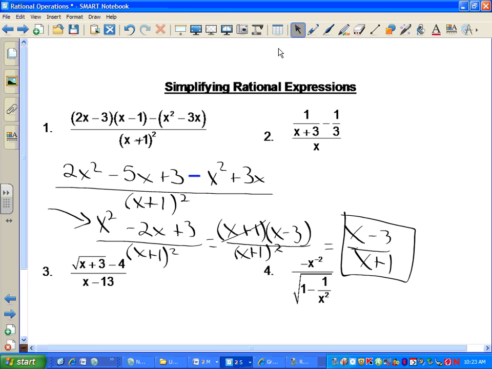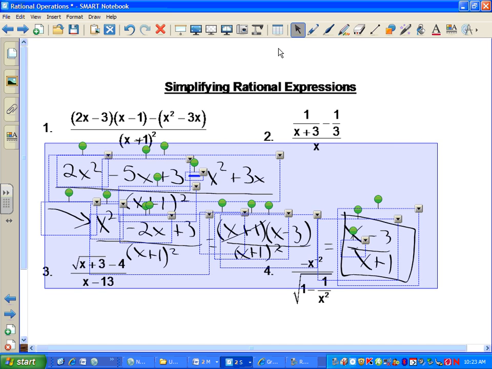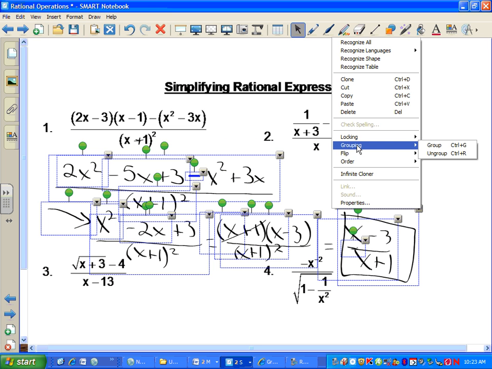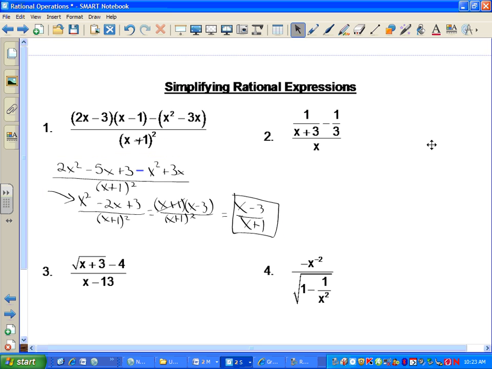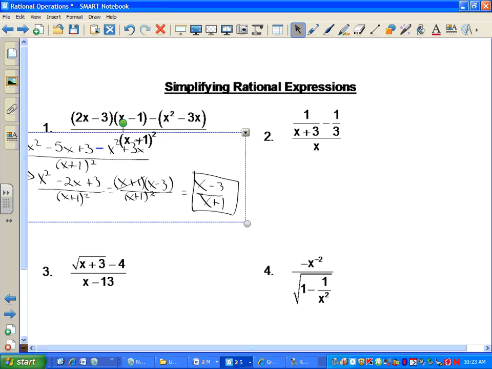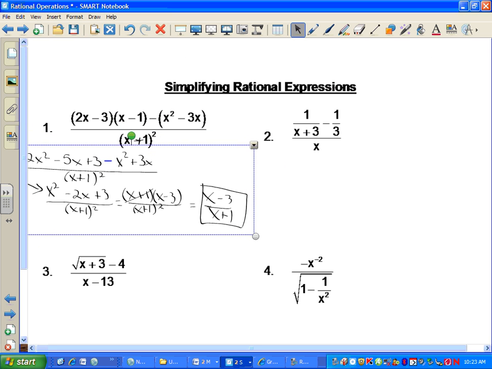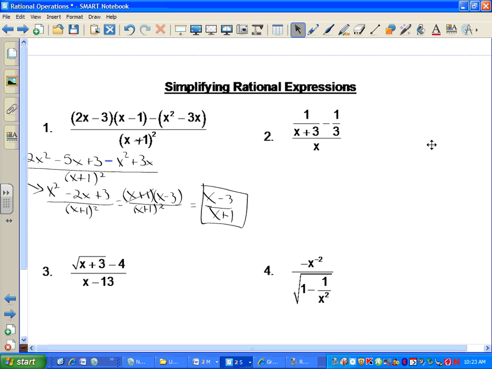Okay, I'm going to need to move this one. Let's group it together. Shove it a little further over. And let's move on to number 2.